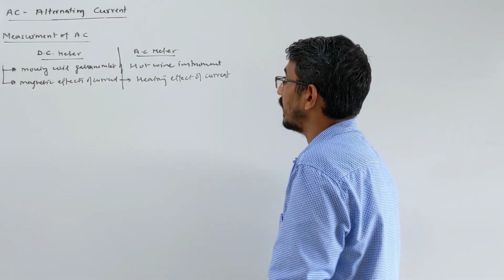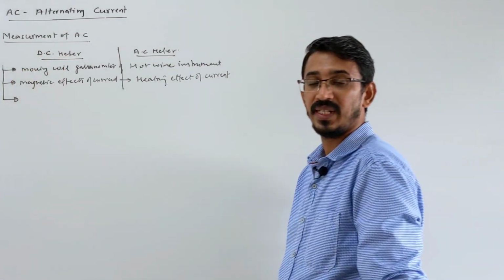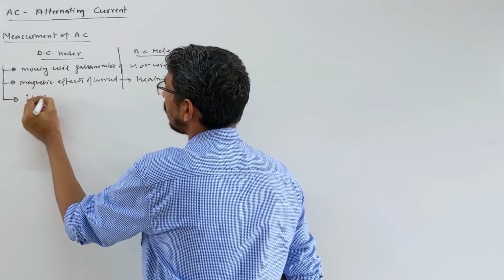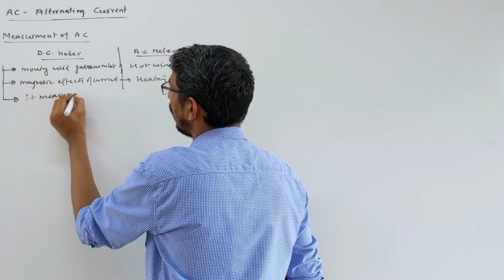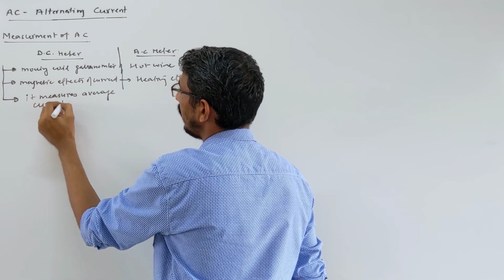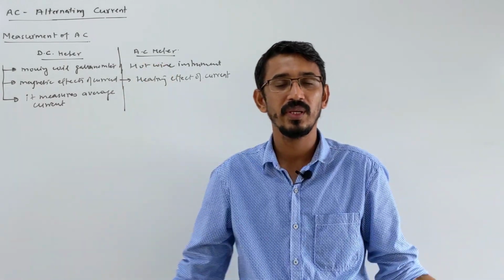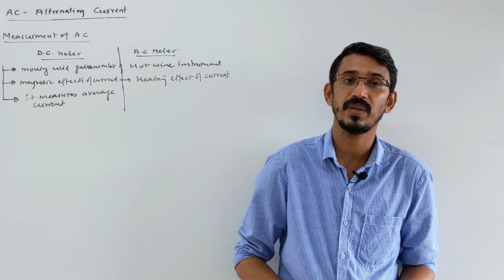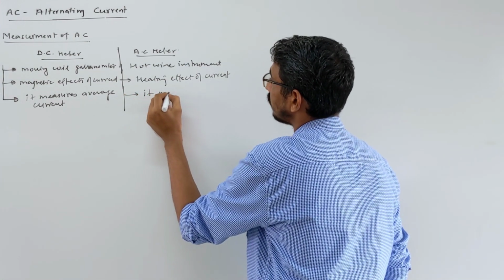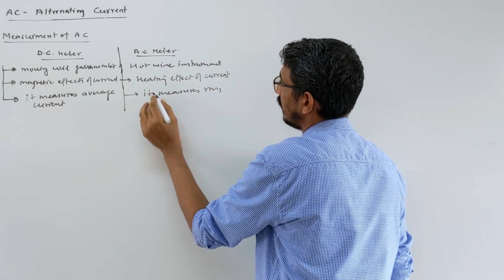Then what happens? What value does your DC meter measure? It measures the average value of the DC current. It gives a reading of the average. But this AC meter will not measure the average, because we already learned that the average over a complete cycle for AC is 0. So it measures the RMS value, the RMS current.